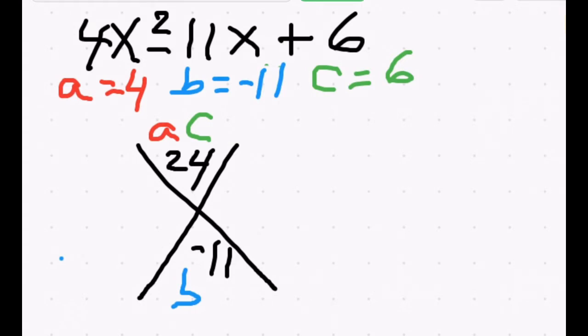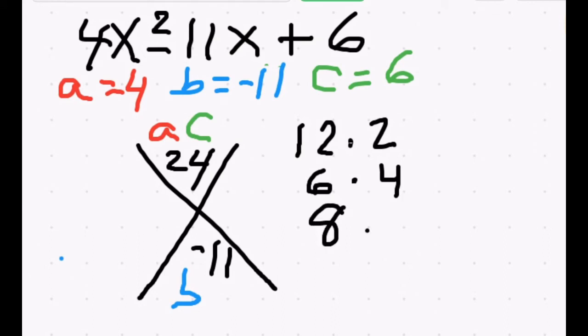We have to find factors that will multiply to be positive 24 and they will add or subtract to be negative 11. Look at the end term, which is positive 6, and the middle term is negative 11x. So we have to make sure that our factors are both negative. It's only the negative factors that will multiply to be positive 24, and they will also add up to be negative 11.